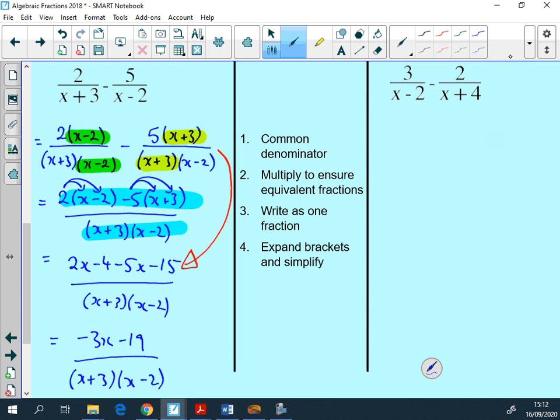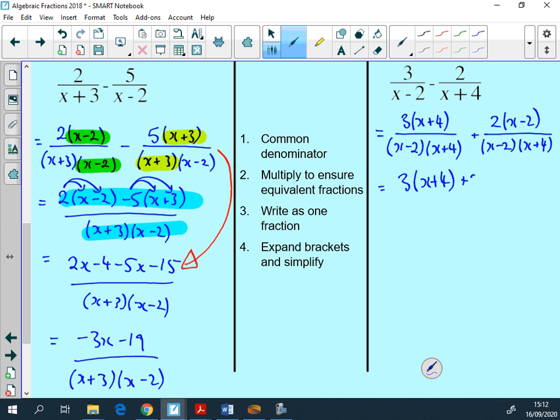So, denominator is going to be x minus 2, x plus 4. I should say, for your denominators, the brackets can be the other way around. So x plus 4, x minus 2 is the same as x minus 2, x plus 4. And second bracket will be x minus 2, x plus 4. So I've times the left by x plus 4, so I've got times the top by x plus 4. And on the right, I've times the bottom by x minus 2, so I've got times the top by x minus 2. So write it as one fraction.